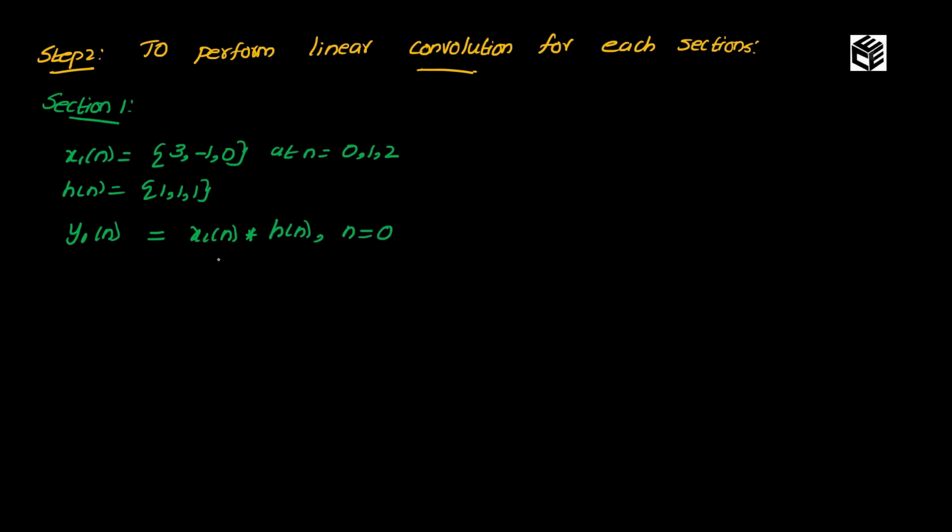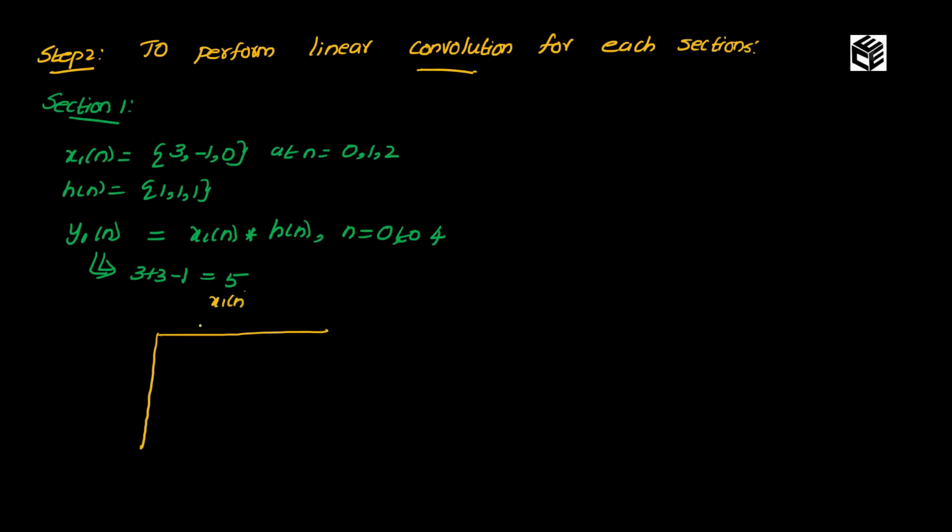Okay, but we need to find the length of this output sequence. Here x1 of n has length 3, and h of n has length 3. Therefore, the overall length of y1 of n will be 3 plus 3 minus 1, that is equal to 5. So our value of n will be from 0 to 4.